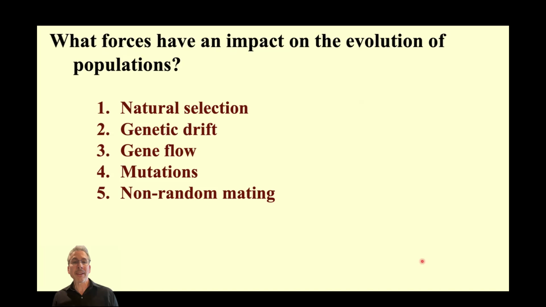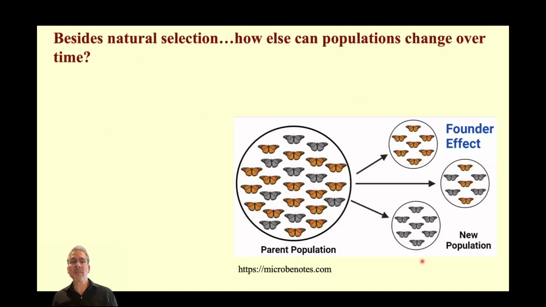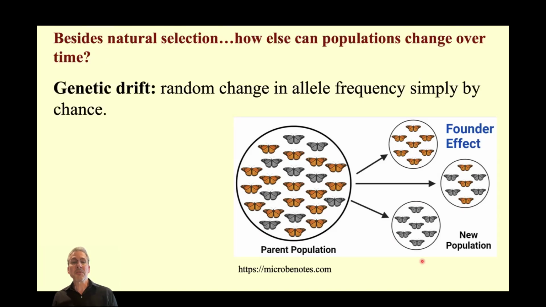So let's explore a few of these in a little more detail. We already talked about natural selection in a previous video, so we're not going to spend any time on that at this point. So besides natural selection, how else can populations change over time? Well, first of all, genetic drift. What we're talking about here are changes in allele frequencies due to chance, like some random event.